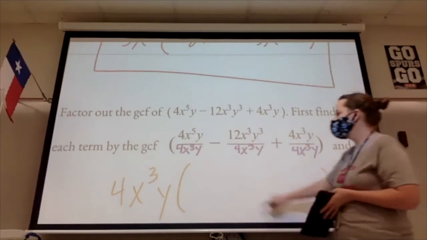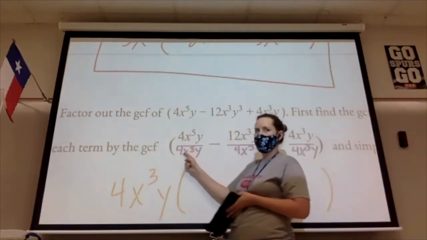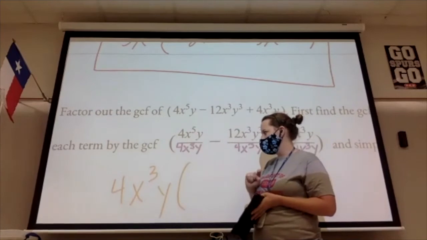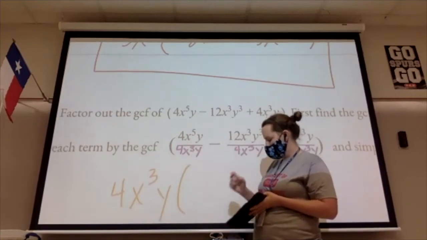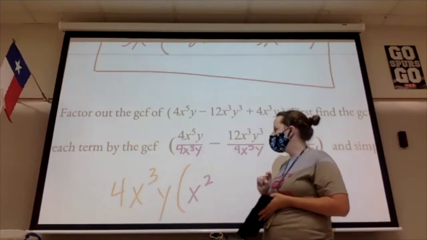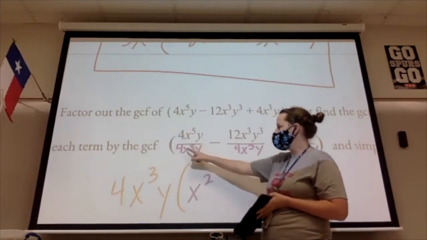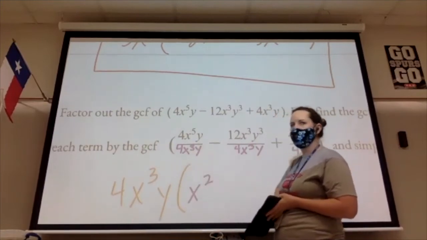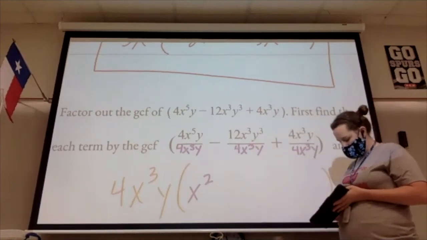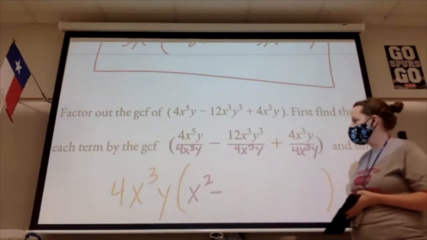Okay, so here, what is 4 divided by 4? 1. X to the 5th divided by x to the 3rd? X squared, so I do need to write that. And then y divided by y? 1. Do I need to write x squared times 1? No, so here we don't have to write our 1.